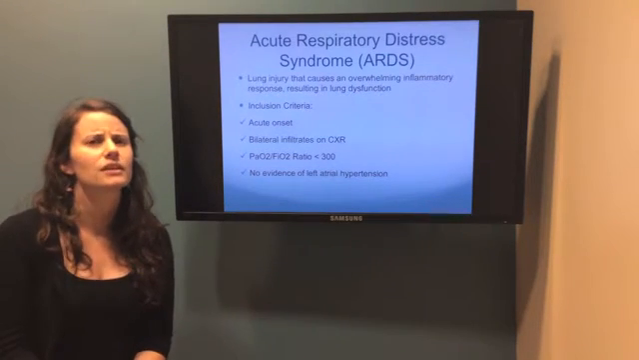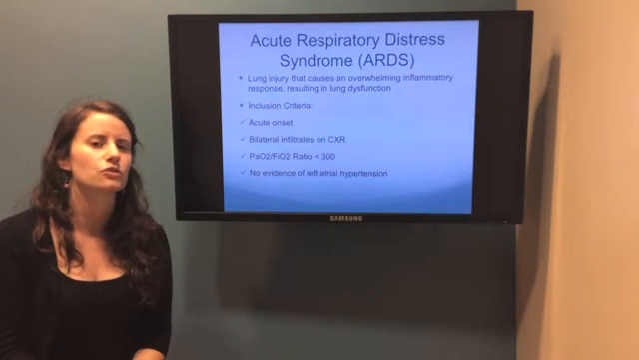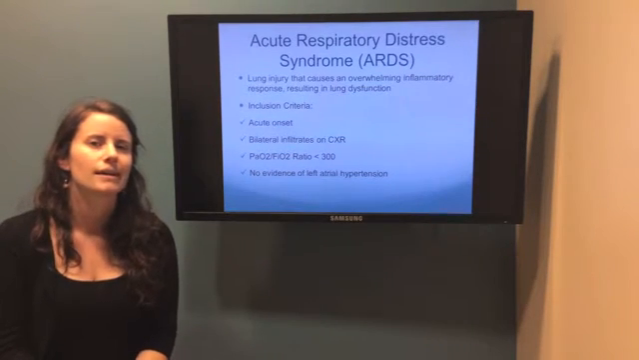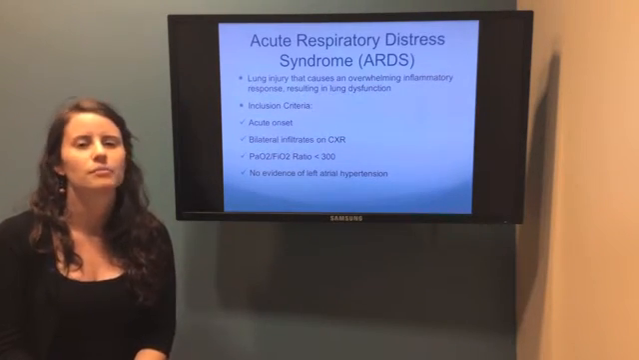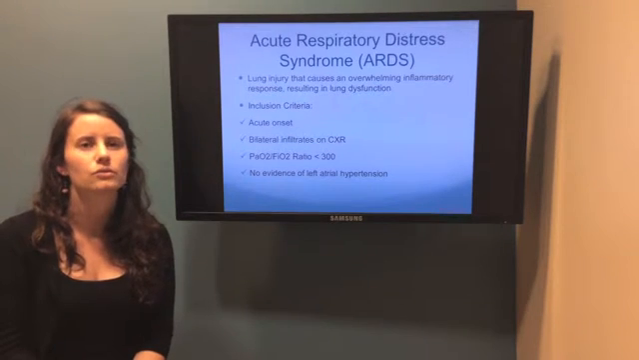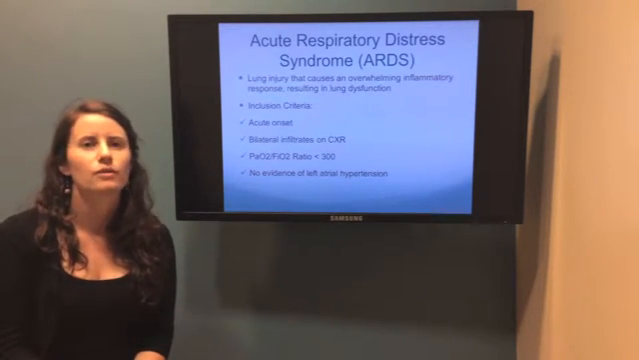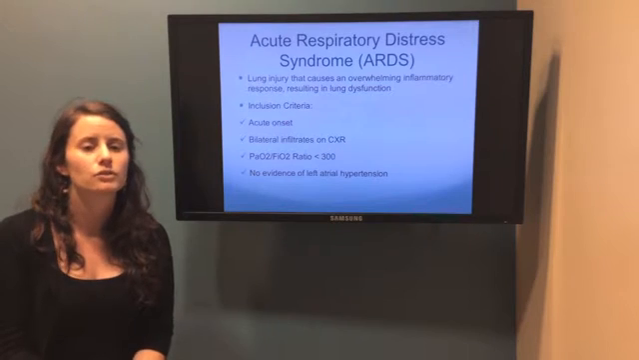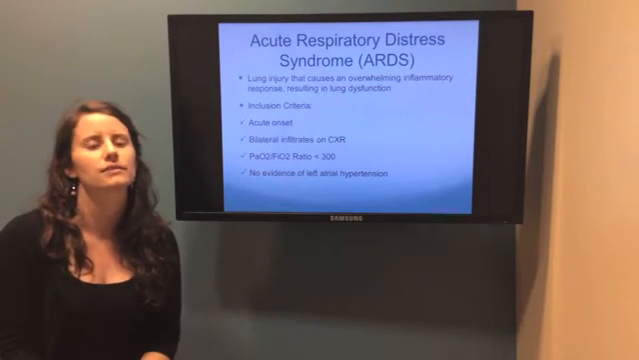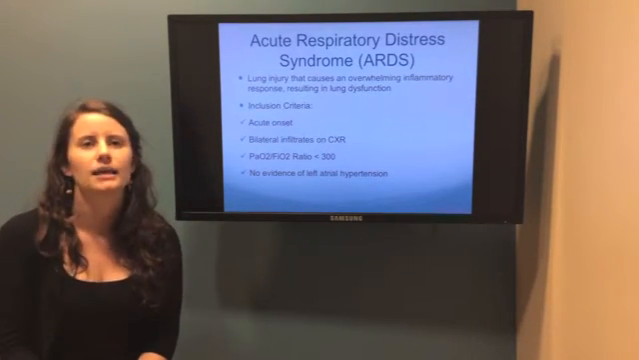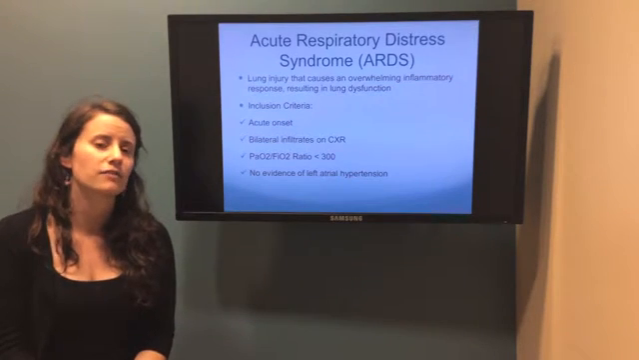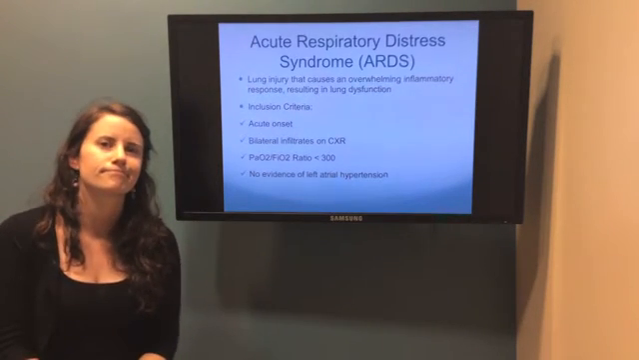There are some specific inclusion criteria for a lung injury to be classified as ARDS. It includes acute onset bilateral infiltrates on a chest x-ray, a PaO2/FiO2 ratio of less than 300, with less than 100 being classified as severe ARDS, and there being no evidence of left atrial hypertension.